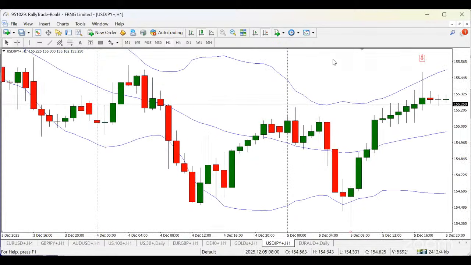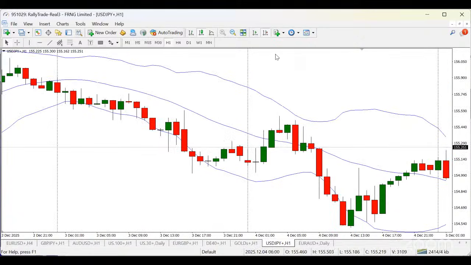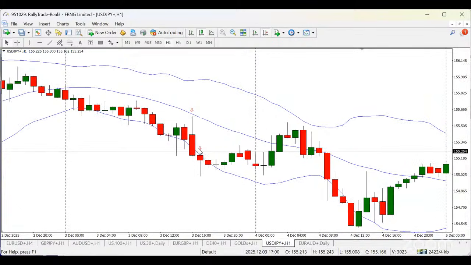Now, look at this example. Let me give an example of what I mean. This is a breakout, right? This candle closed below it. This candle that I put an arrow on closed below the band. This candle also closed below the band. That's a breakout, right? Even the next one also closed below the band. That's a breakout, right? So you continue to sell in that regard.